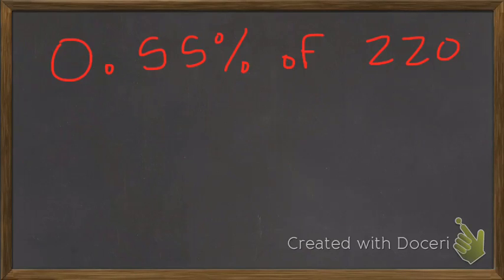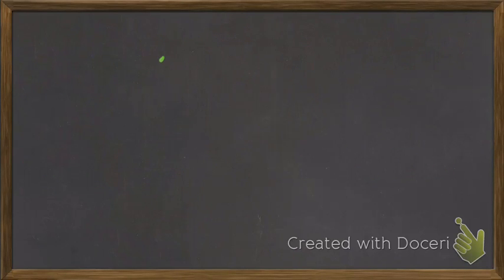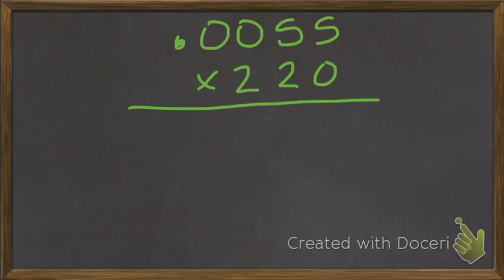We have 0.55% of 220. So again, we have to move our decimal 2 places to the left. So I'm going to add a 0, 1, 2. So this is going to be 0.0055 times 220. So the 0 doesn't add up to anything, so I'm going to add another 0.